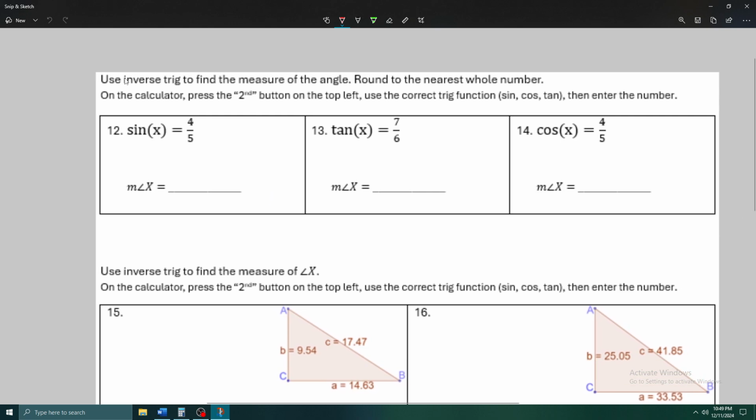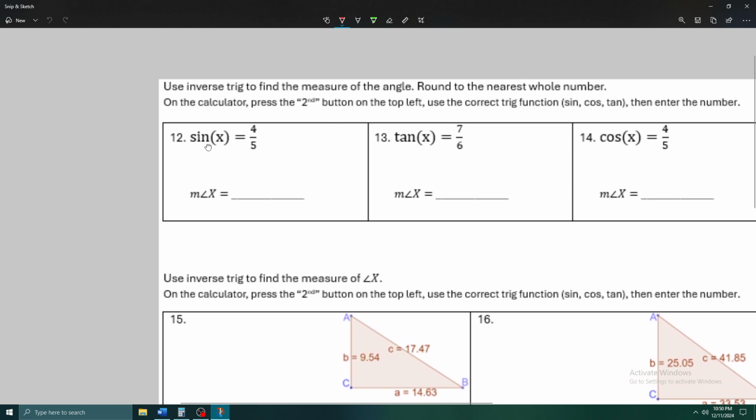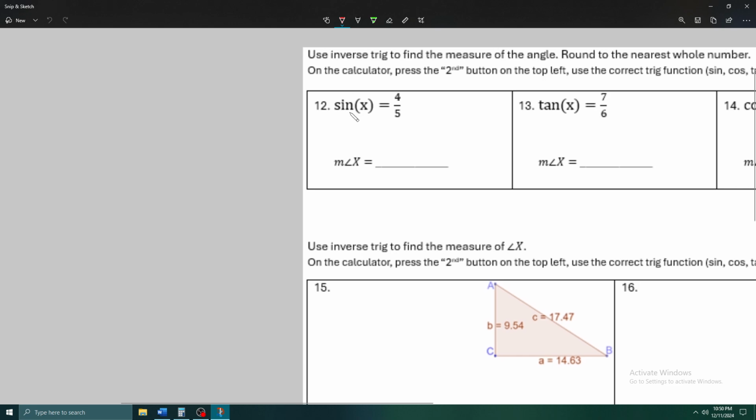Okay, so let's use inverse trig to find the measure of the angle, rounded to the nearest whole number. And here's a little set of instructions. Again, your calculators are a little bit different than the one I'm using right now, because I don't have a Texas Instruments calculator emulator. It'd be nice. But anyways, let me give you just a little bit of background here. So we're finding the sine of an angle, x in this case, and we see that the sine of that angle is 4 over 5, which would be 0.8.